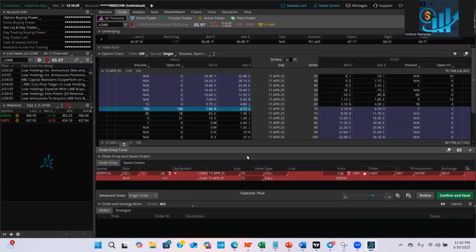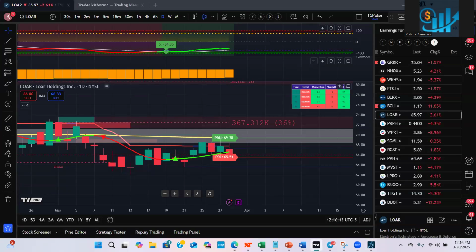You sell 75 and buy 80 call. You are still collecting some money, right? What is the chance of the stock going above 75, right? Here itself you have a lot of sellers.